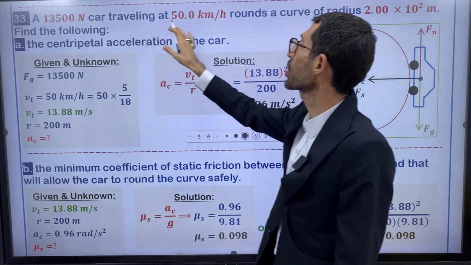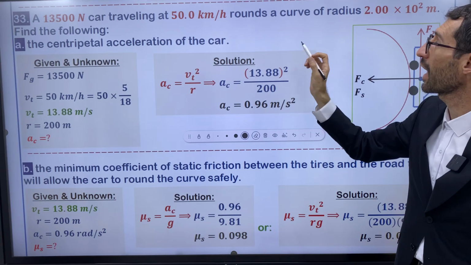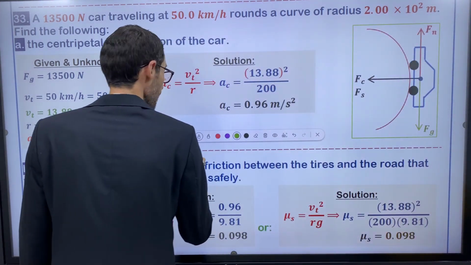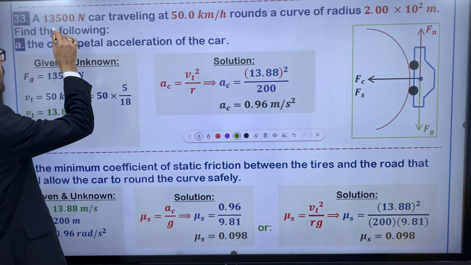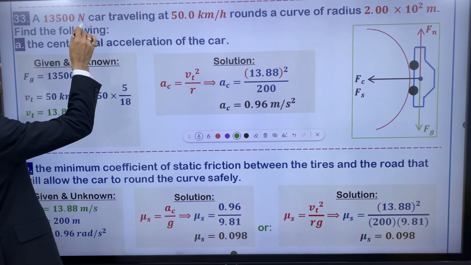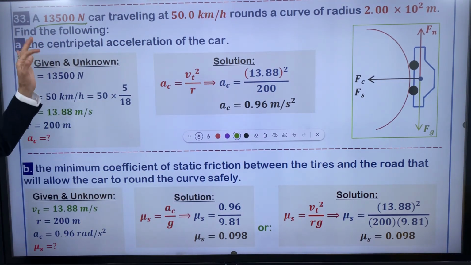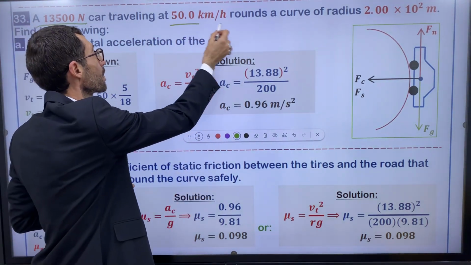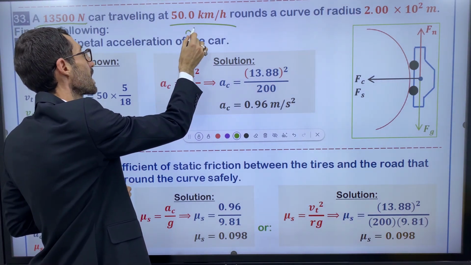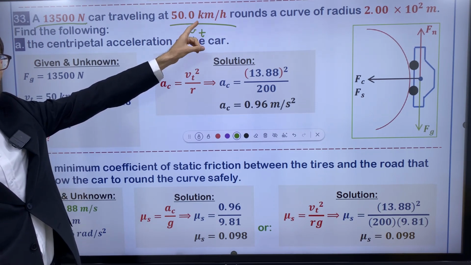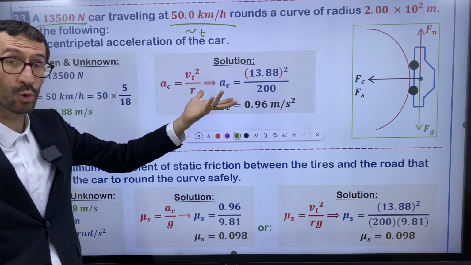A 13,500 Newton car traveling at 50 kilometers per hour. So, what's our information here? What's this number? This is the weight of a car. Weight of a car is present, Fg. What's this? 50 kilometers per hour. This is tangential velocity, but it's given in kilometers per hour. You have to convert it to meter per second.